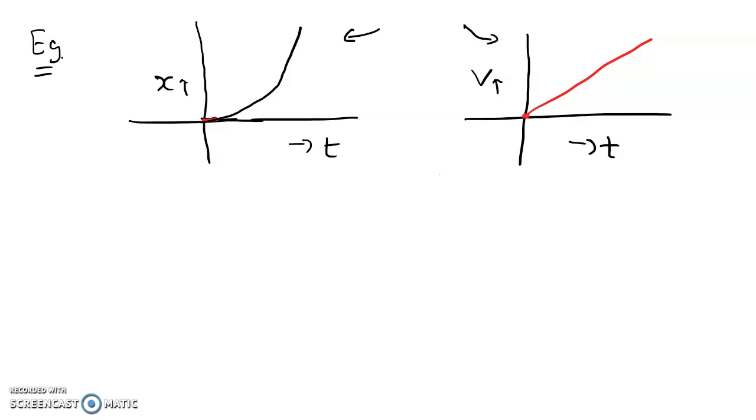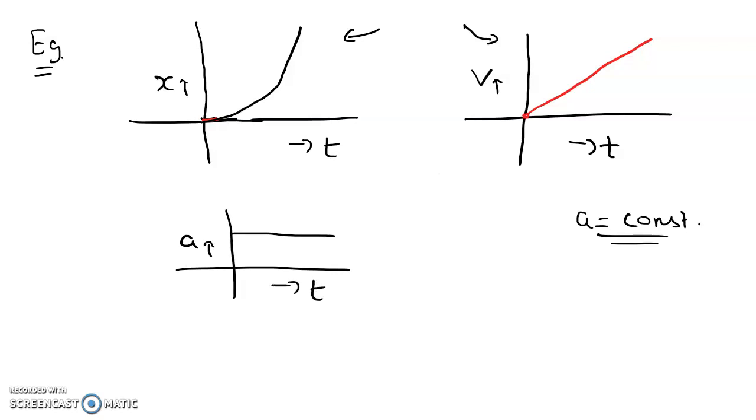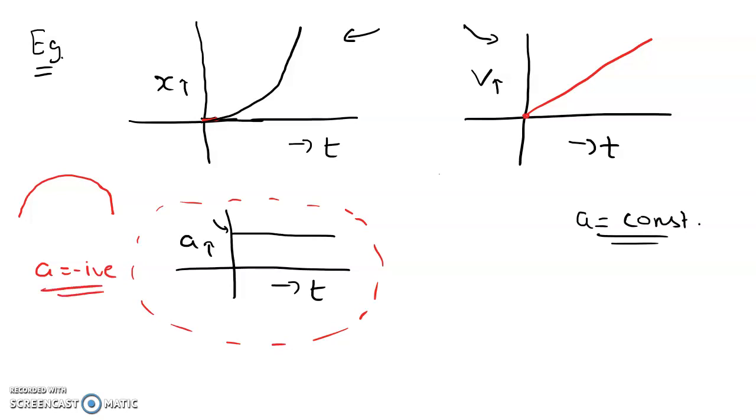Acceleration would be constant in this case, and even positive. If I ask what the acceleration versus time graph of this is, first of all it would be constant, and it would be positive, because the parabola is opening upwards as the velocity is increasing. So a versus t would look like this. If x versus t were opening downwards, velocity would be decreasing, and the acceleration would be negative in that case. I hope you are getting my point.